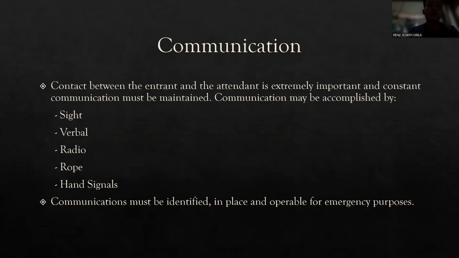Communication. Contact between the entrant and the attendant is extremely important and constant. Communication must be maintained. Communication may be accomplished by sight, verbal, radio, rope, and hand signals. Communication must be identified in place and operable for emergency purposes.